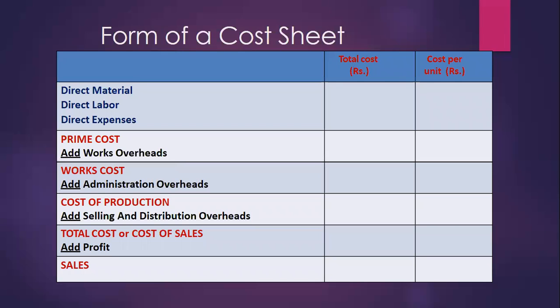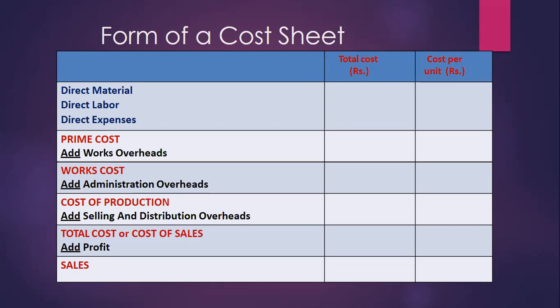Works overhead is also called factory overhead, all expenses related to the factory. Factory overhead includes your expenses related to machinery, repair charges, factory expenses, factory rent. These sorts of expenses come under factory overhead. This is also known as works overhead. When you add this works overhead to the prime cost, you get works cost. This is also called factory cost.